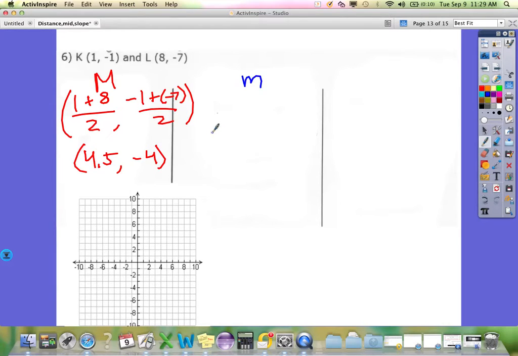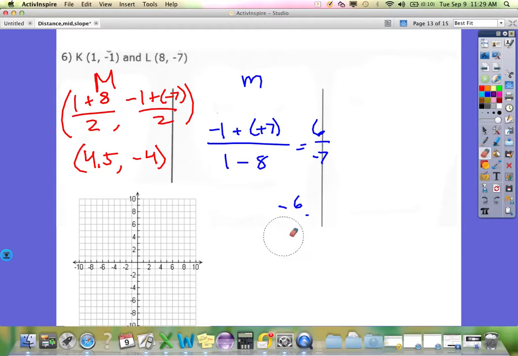For slope, y minus y over x minus x. So that will actually be negative 1 plus 7, which is 6. 1 minus 8 is negative 7. So there's your slope. And that's really the same thing as negative 6 over positive 7. Doesn't matter where the sign is.